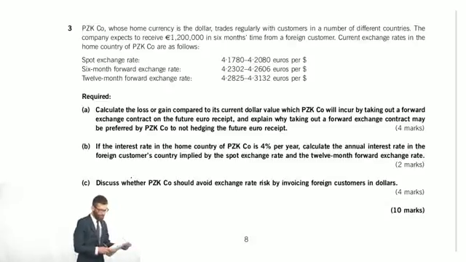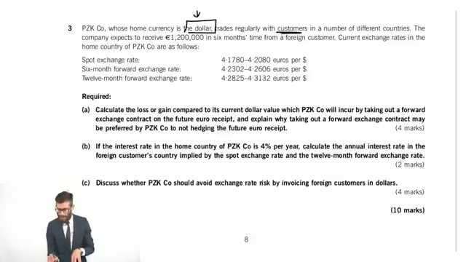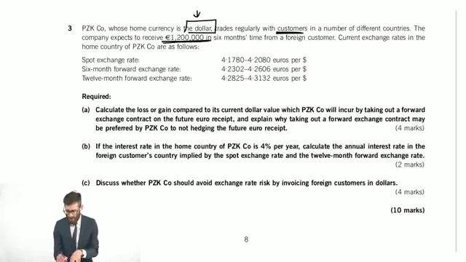Okay, so guys, I've got questions I want to perhaps extract just for coverage here. So I'm going to start with PZK. PZK is a company whose home currency is the dollar. That's important. That's our domestic currency. They trade regularly with customers, so customers will pay us in a number of different countries. The company expects to receive 1.2 million euros, crucially in 6 months' time. So we're going to have a receipt.